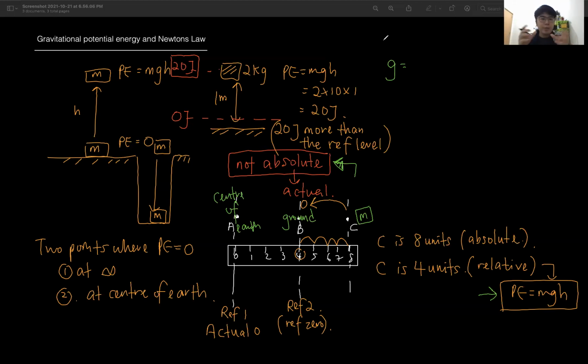Okay, but just to let you know that in the actual case, gravitational potential energy is not 0 at the ground, because if you dig a hole, it's still 4, right? So it is 0 at infinity, when there's no more gravitational field, no more gravitational acceleration, attraction.